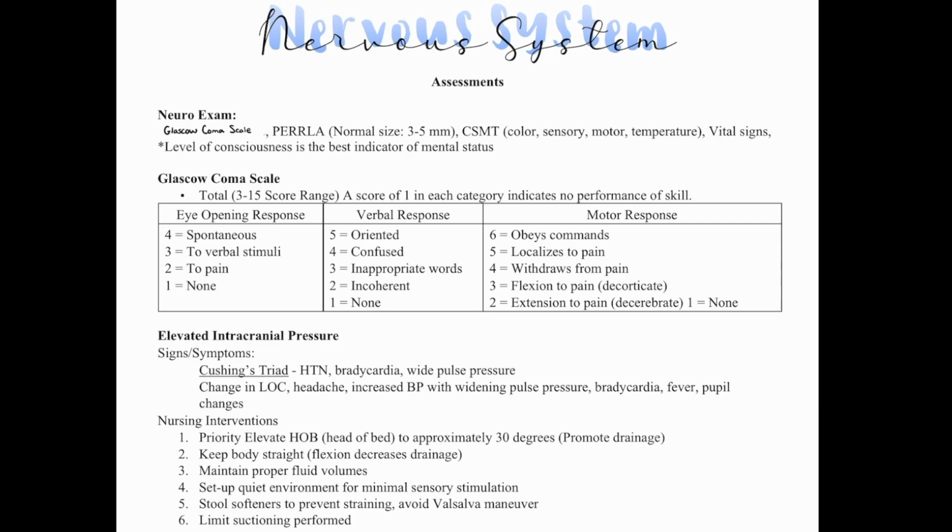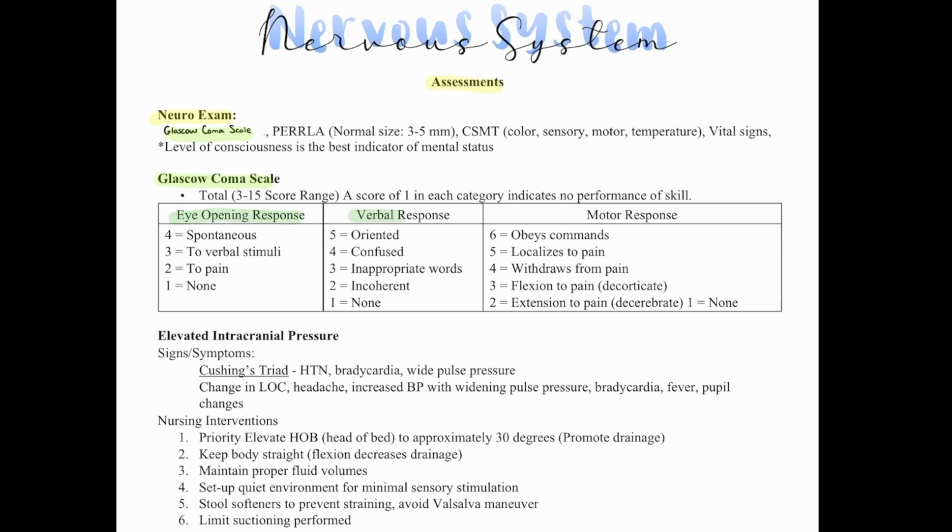So let's talk about the nervous system. And when we're assessing the nervous system, we have various types of neuro assessments. The first type of assessment is called the Glasgow Coma Scale. This scale is going to look at things such as eye-opening responses. You're going to be scoring the patient based on how their eyes open. So are they spontaneous? Are they only opening when you are talking to them? Do they only open to pain, like if you do a sternum rub, or do they not open at all? And then they'll get a point for whichever one they fit.